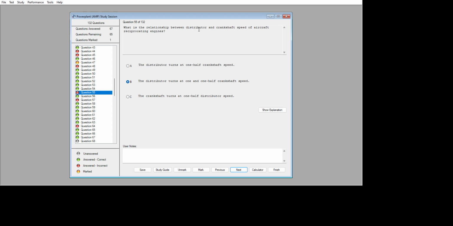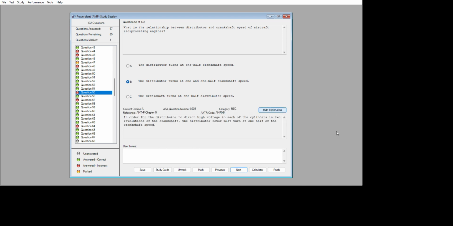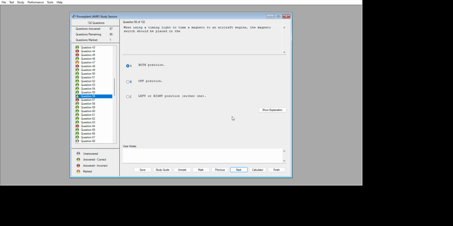What is the relationship between the distributor and crankshaft speed of an aircraft reciprocating engine? The distributor turns one-half crankshaft speed.